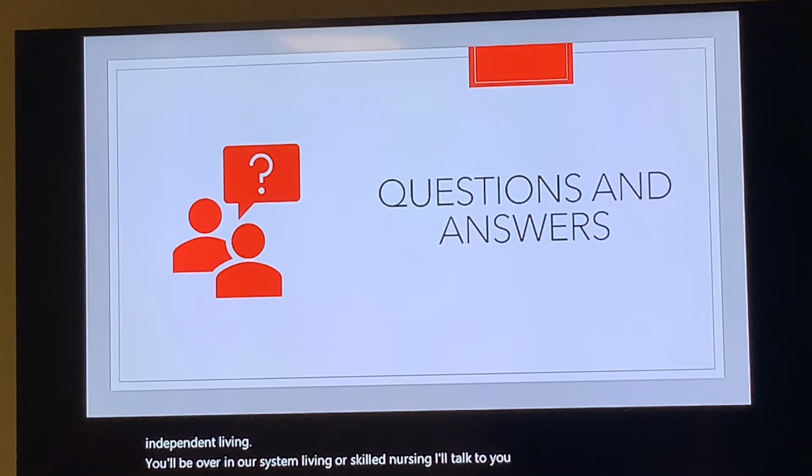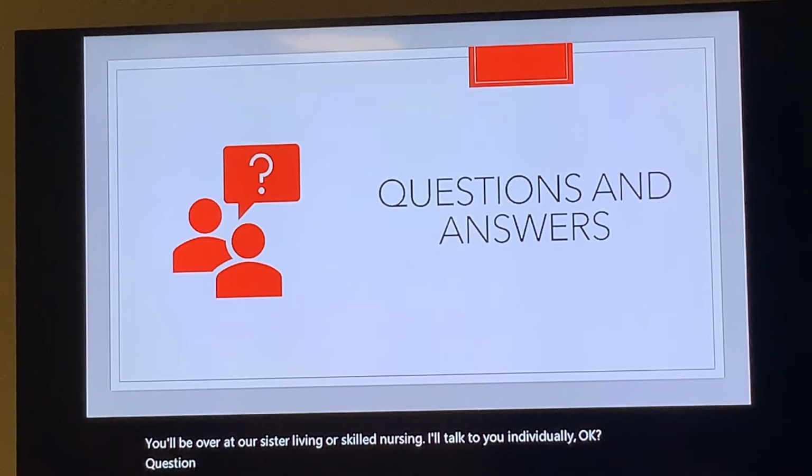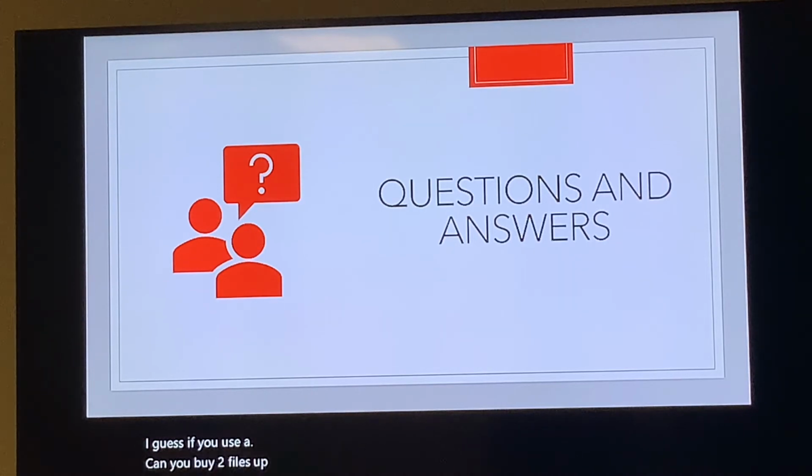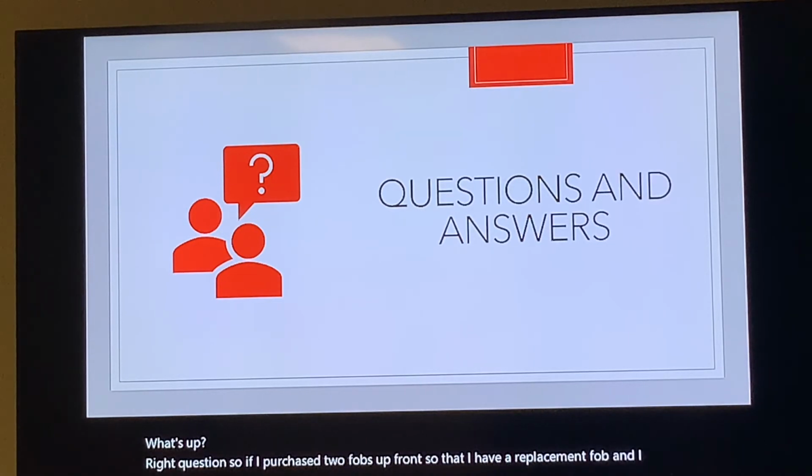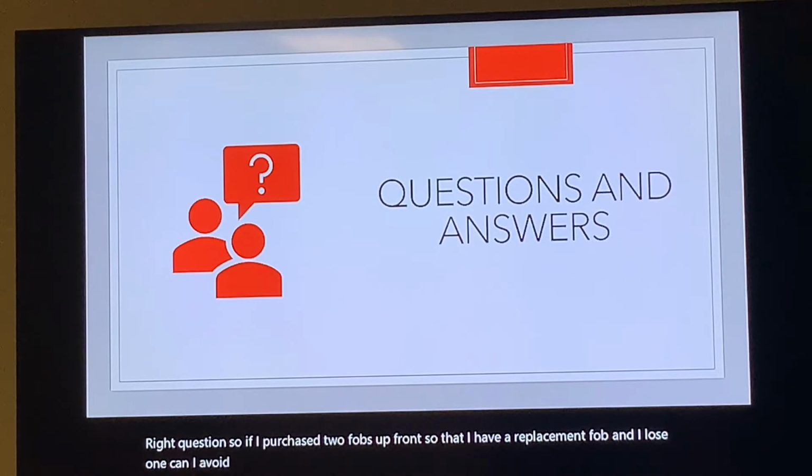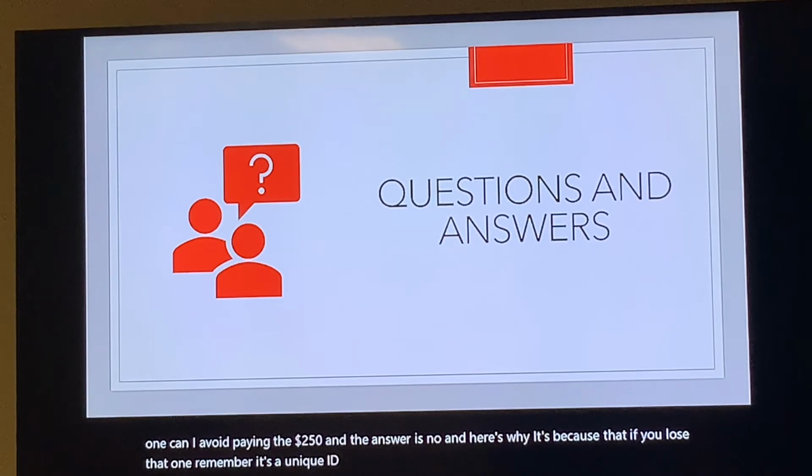Okay. Quick question. To bypass, if you lose a fob, pay the high replacement fee, can you buy 2 fobs up front and have one as a backup? That's a great question. So if I purchase 2 fobs up front so that I have a replacement fob and I lose one, can I avoid paying the $250? And the answer is no. And here's why. If you lose that one, remember it's a unique ID. It's not its own individual ID fob.